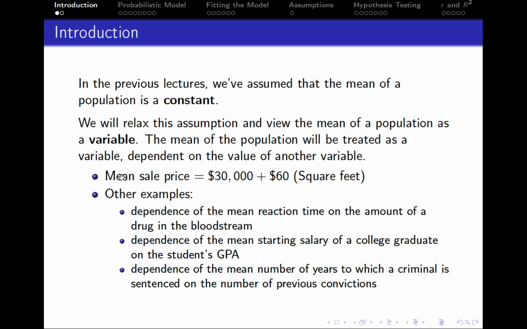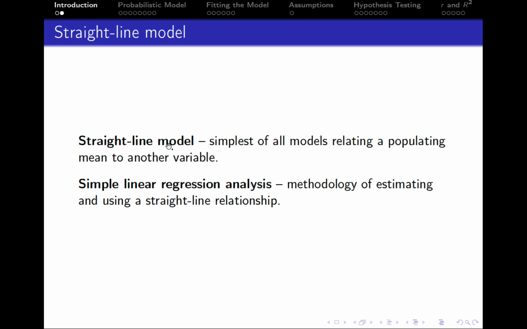So if you look at this model for the mean sale price, you can see that this is a simple model, and it will be a straight line with the intercept of 30,000 and the slope of $60. And we call this a straight line model, which is the simplest of all models which help us to show the dependence of a population mean value on another variable. And to estimate such a straight line model, we use simple linear regression analysis, which in other words is the methodology that is used for estimating and working with the straight line relationship.